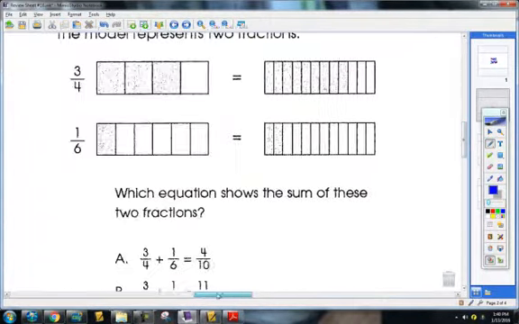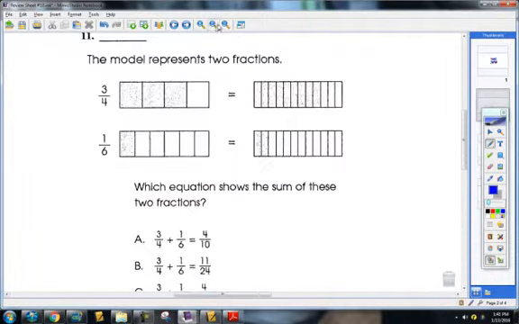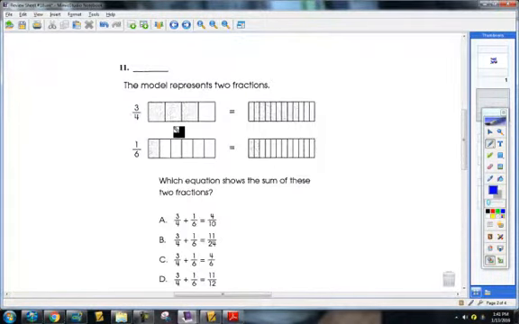Okay. This question right here. You can see what they did here. They have 3/4 and 1/6, and then it says which one shows the sum. So basically all it's saying is what's 3/4 plus 1/6. Now they showed a model, so I can't remember if it's shaded on yours or not. I think it is, but if it's not, it should be.